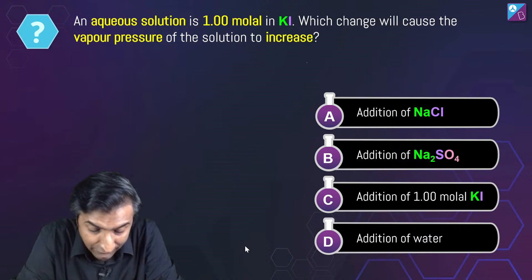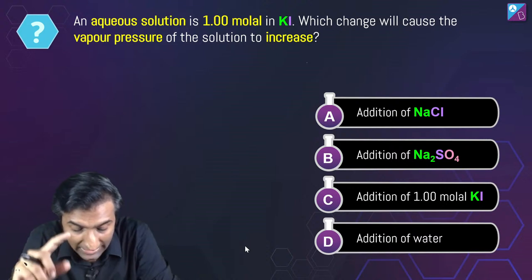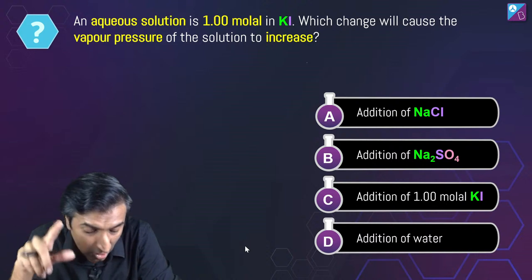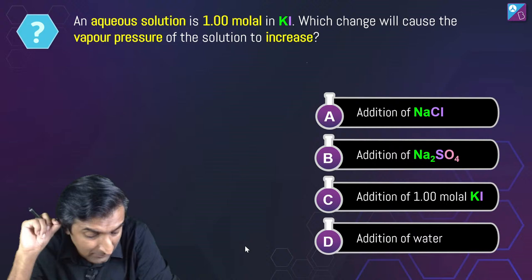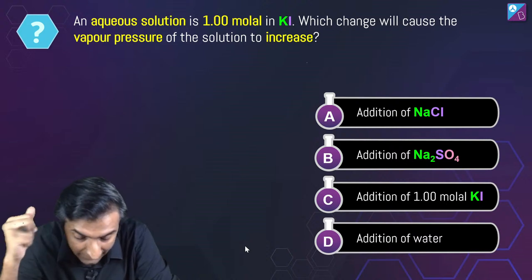Aage badha jaye. Aqueous solution is 1 molal in KI. Which change will cause the vapor pressure of the solution to increase? Kis mein badega vapor pressure solution ka?